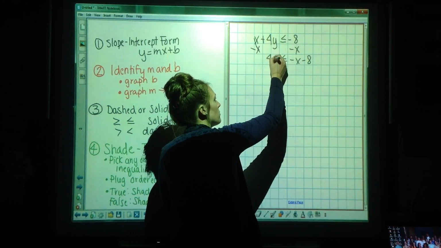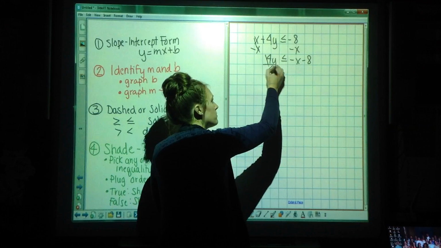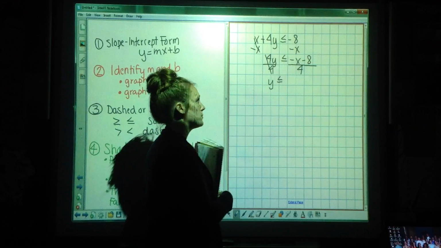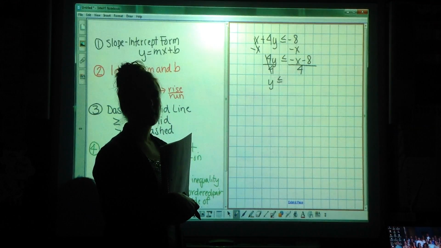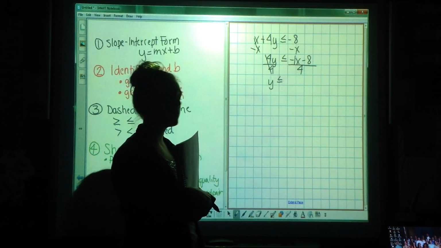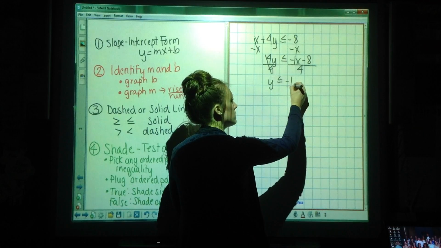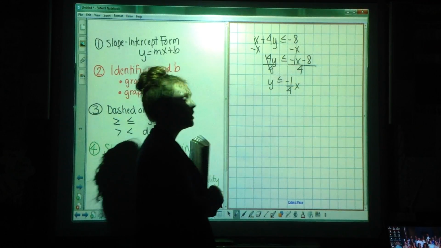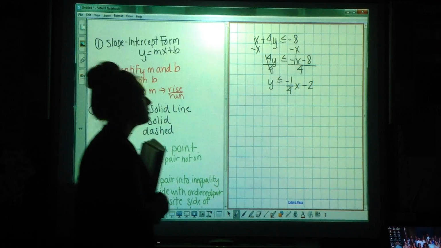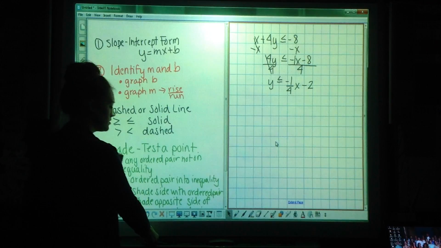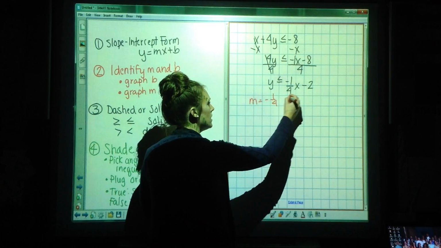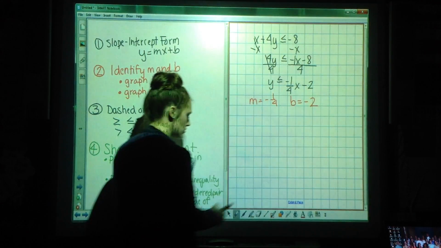On the left side, I have a 4y. I have to divide this side by 4, so I divide this whole side by 4. y is less than or equal to... I have to make sure that I divide x and 8 by 4. Well, negative 1x divided by 4 does not come out evenly, so I leave it a fraction. Then I have negative 8 divided by 4, which is negative 2. Now that my inequality is in slope-intercept form, I can continue to graph. Identify my slope. This time it's negative 1/4, and my y-intercept is negative 2.